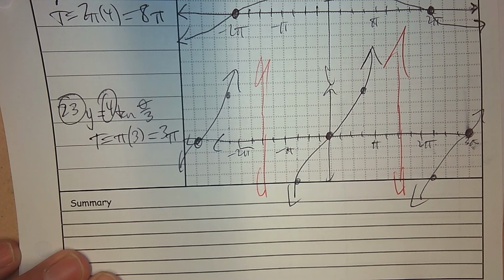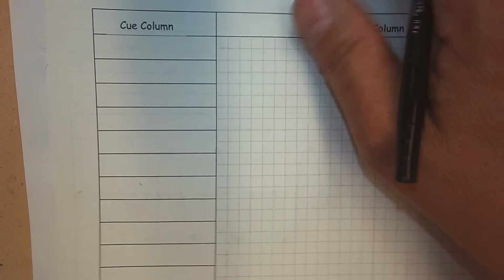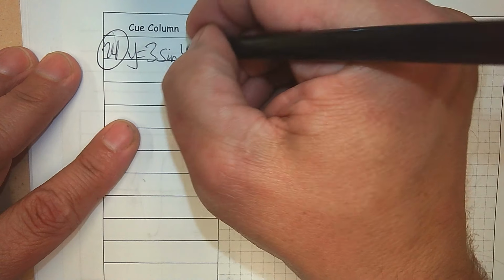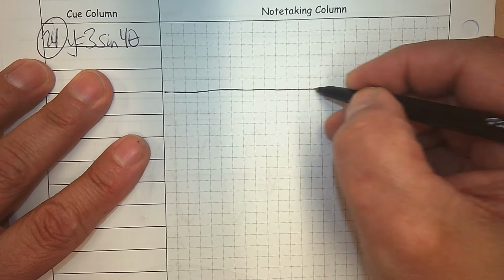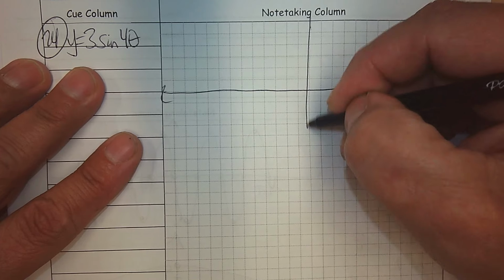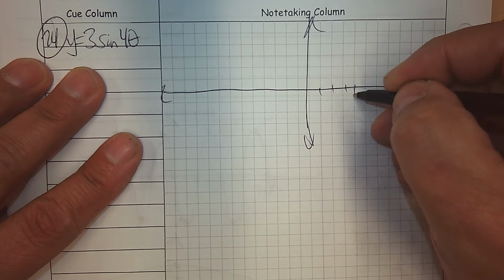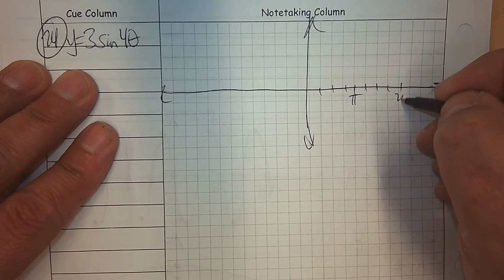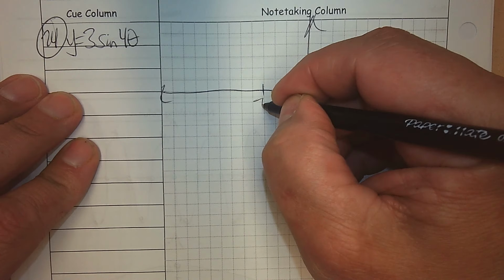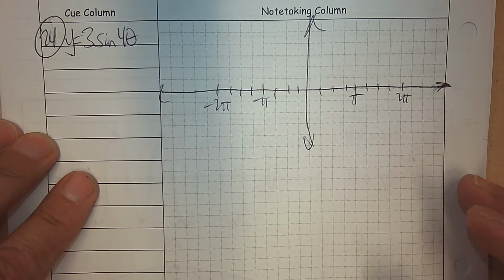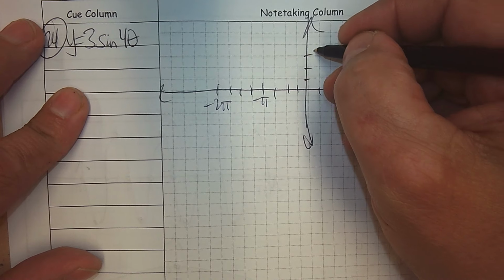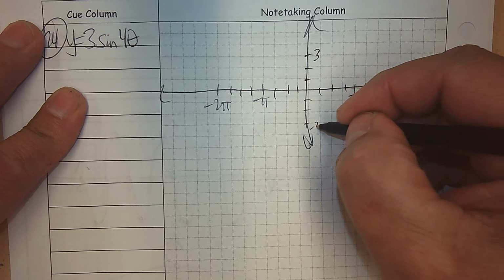All right, turn the page. 24. y equals 3 sine 4 theta. All right, so sine starts in the middle.